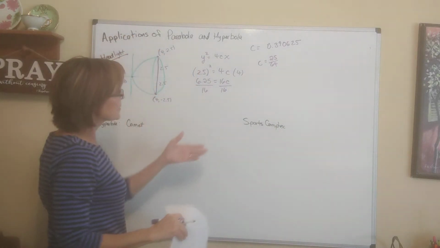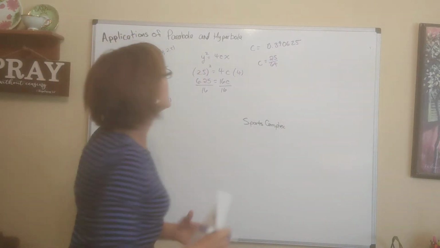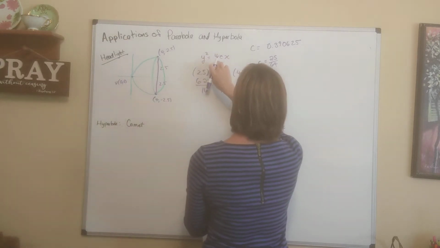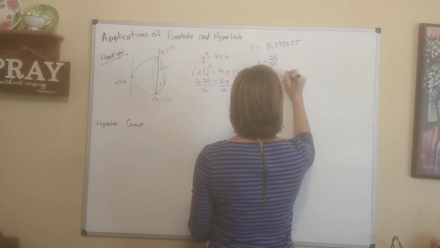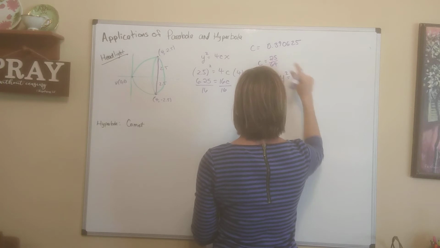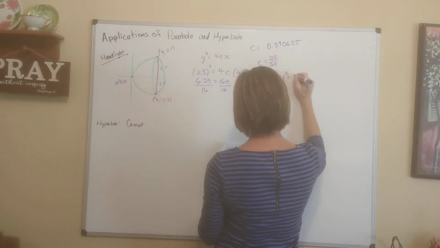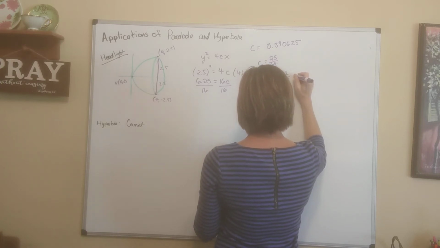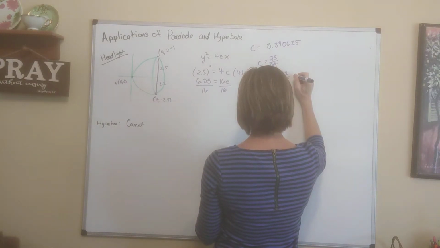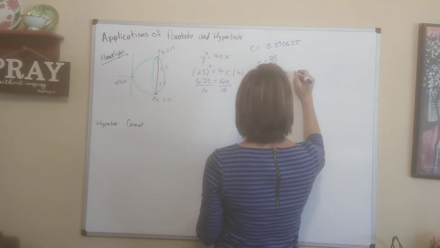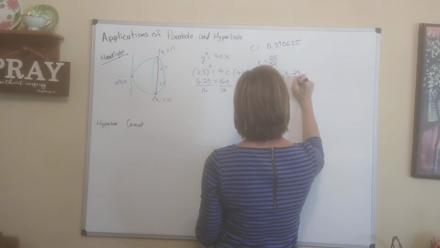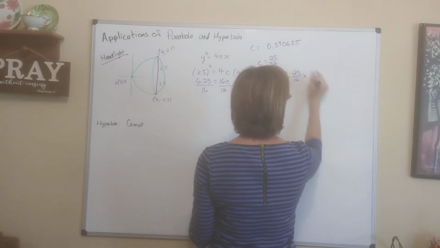They didn't ask me for the equation, but I could certainly write it. If I wanted to write it, I would say y squared is equal to 4 times c, which gives me 25/16 when I multiply those two together. This would be the formula.